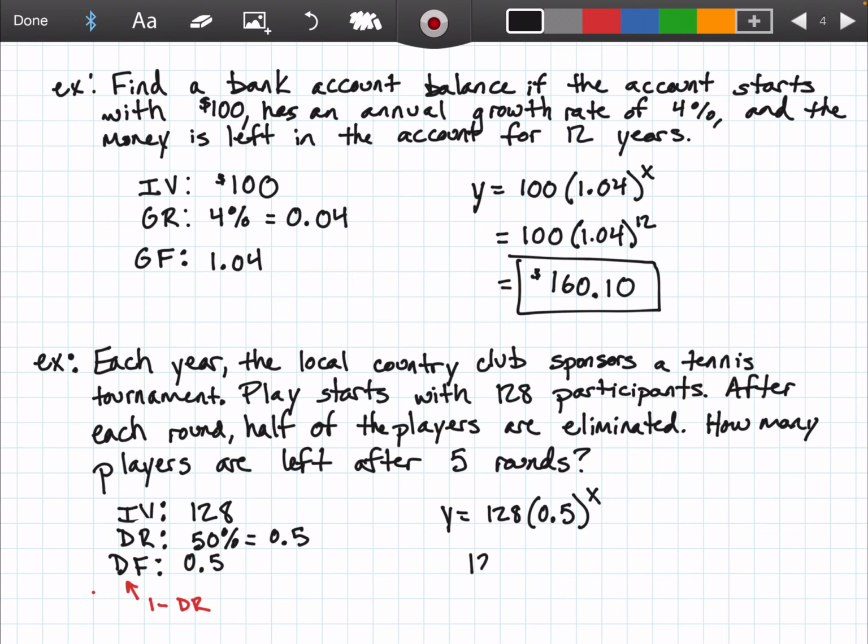We want to know how many are left after 5 rounds. So 128 times 0.5 to the 5th. So after 5 rounds, they get down to 4 players.